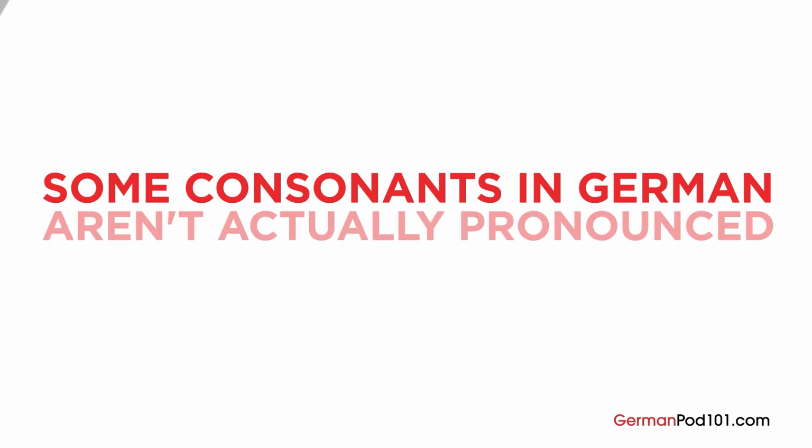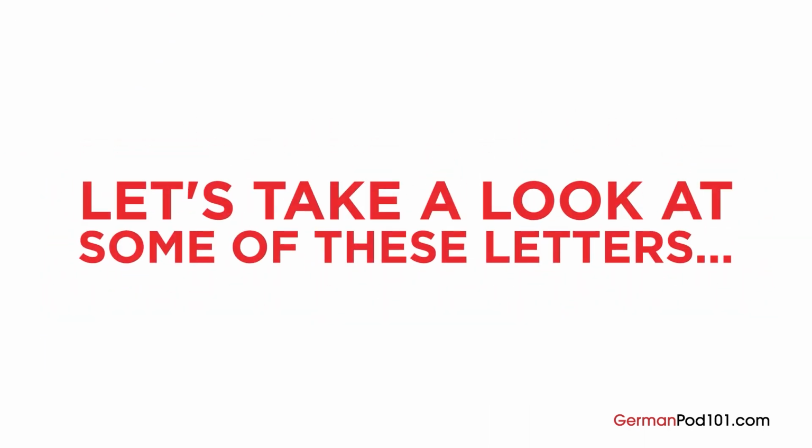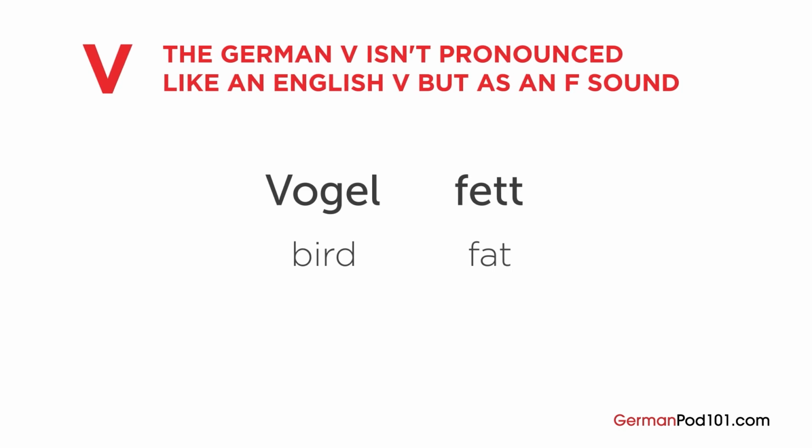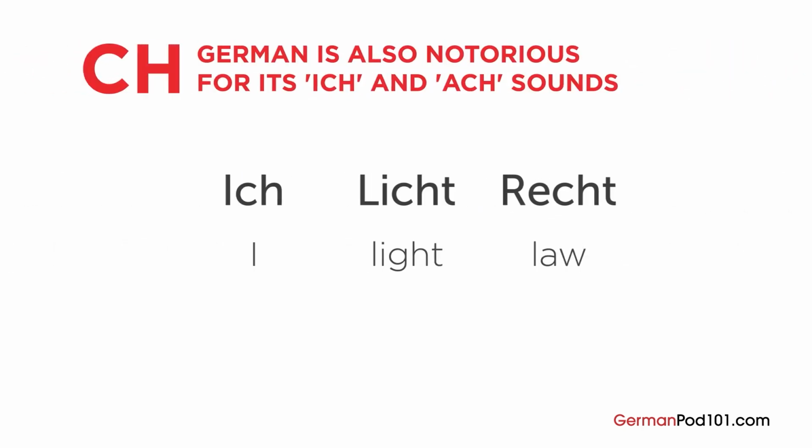Some consonants in German aren't actually pronounced as they look to an English speaker. Let's take a look at some of these letters. The German V isn't pronounced like an English V, but as an F sound. So both V and F in German are pronounced as an F sound. Vogel, Fett. The German W, on the other hand, is pronounced like a V sound. Wasser, Wagen. German is also notorious for its Ich and Ach sounds.